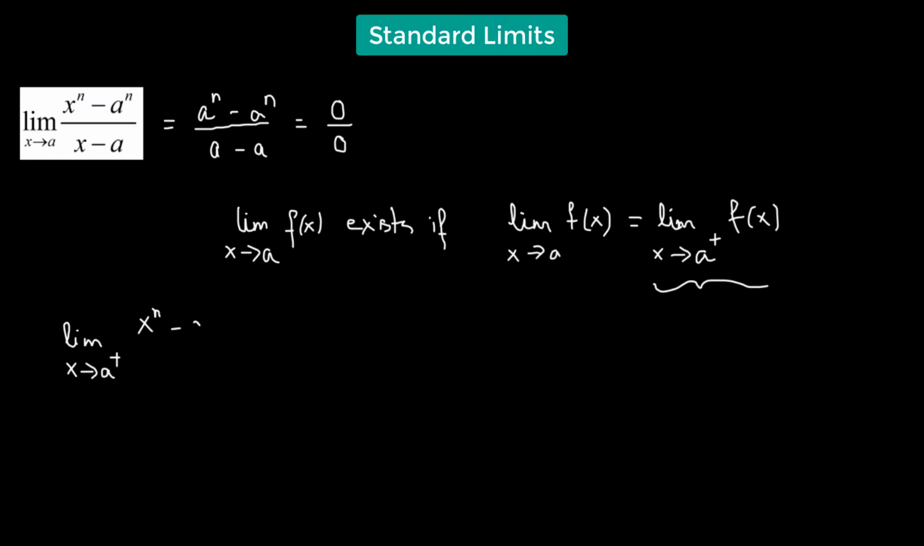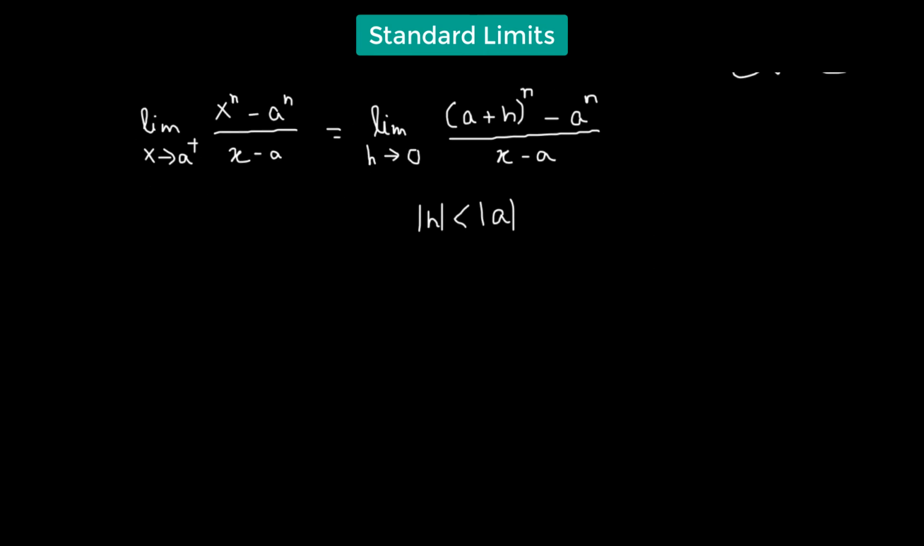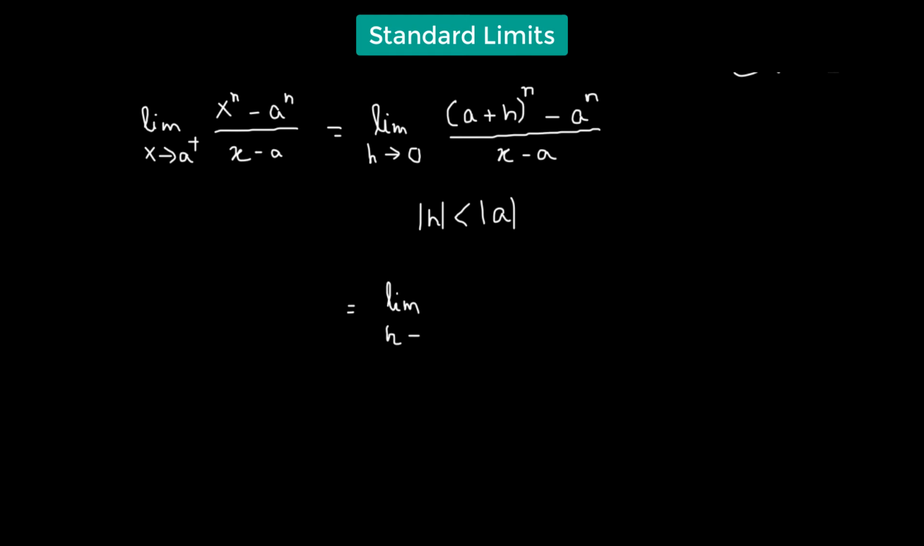x raised to the power of n minus a raised to the power of n divided by x minus a. So this can be written as limit h going to 0, where x will get replaced by a plus h, raised to the power of n minus a raised to the power of n divided by x minus a. Now considering the fact that the absolute value of h is less than the absolute value of a, we can rewrite the binomial as limit h approaches 0.